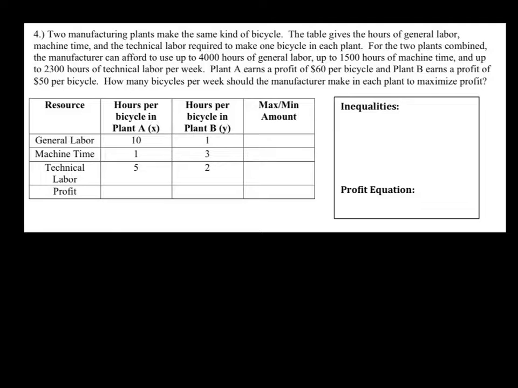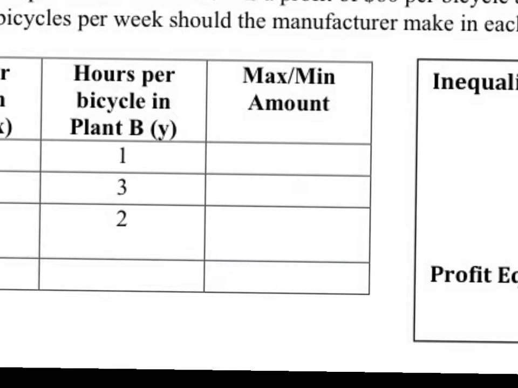For the 2 plants combined, the manufacturer can afford to use up to 4,000 hours of general labor. So if it's up to 4,000 hours, it can't be over that. So it can be up to, so it can be equal to, but it can't go over. So less than or equal to 4,000.